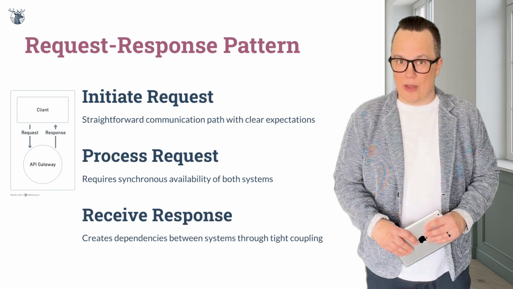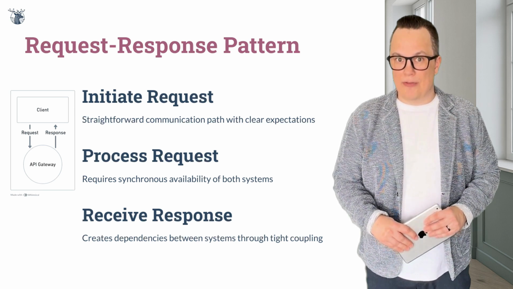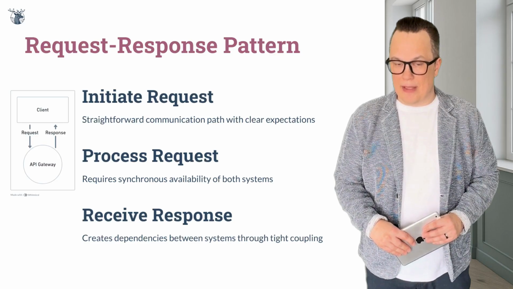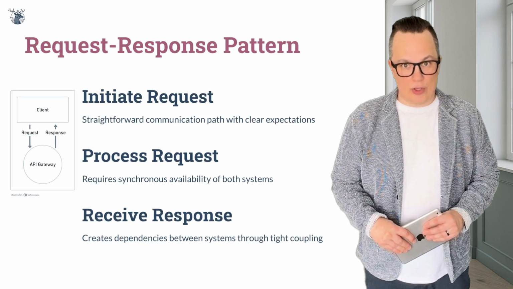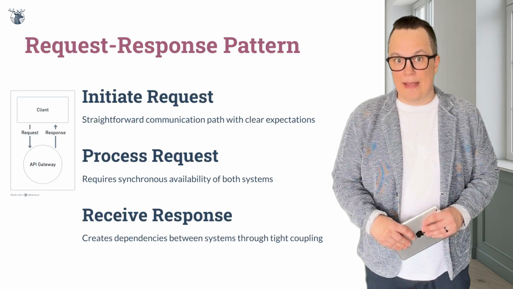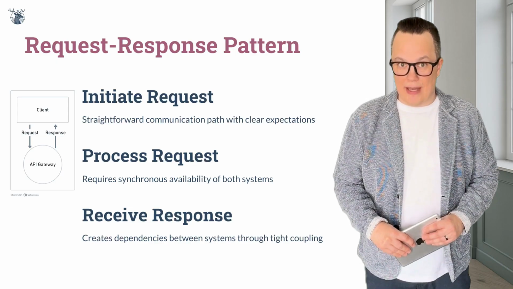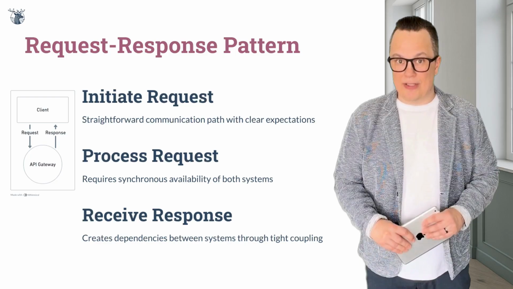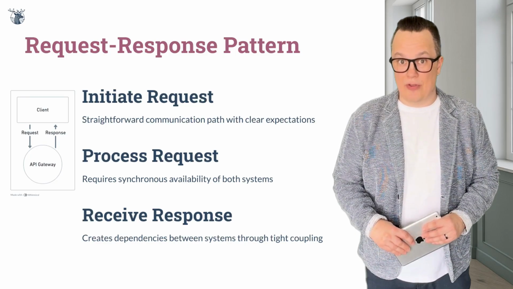The idea is simple. One system sends a request and waits for a response. You ask a question, you expect an answer. A typical example is a front-end application calling a back-end API. It sends a request to fetch user data, and the back-end replies with the result. This model is easy to understand and easy to implement, but it comes with trade-offs.